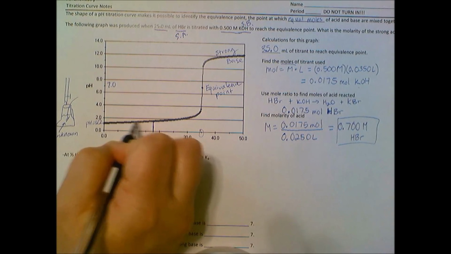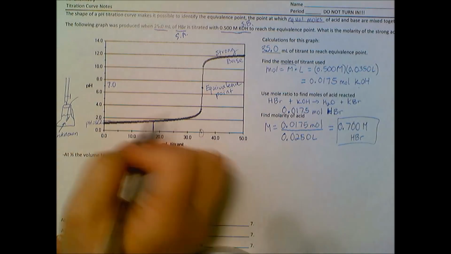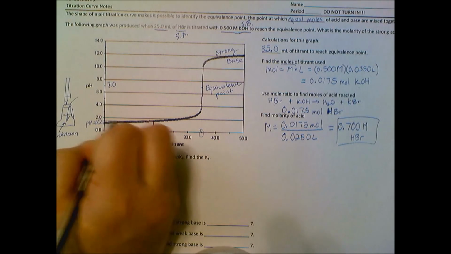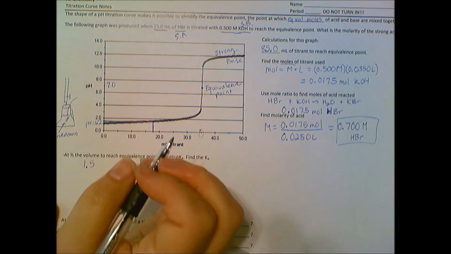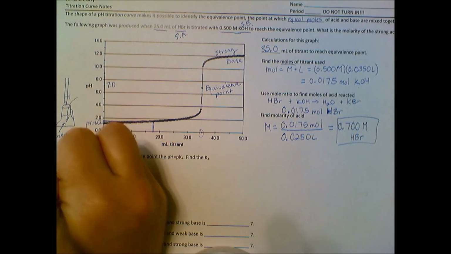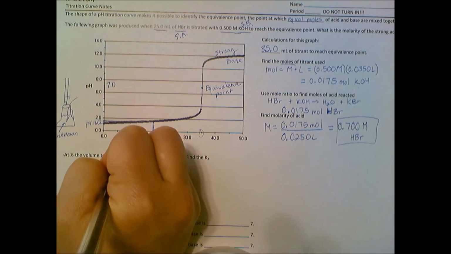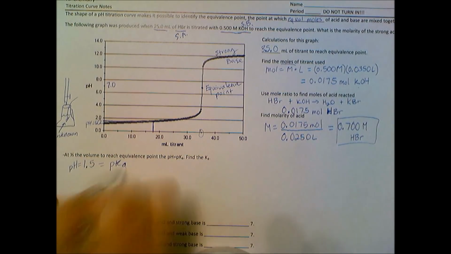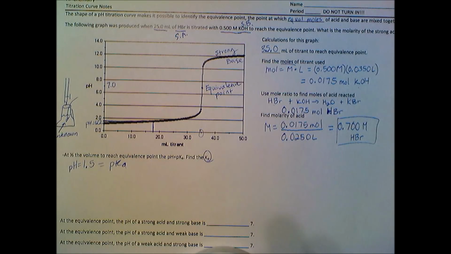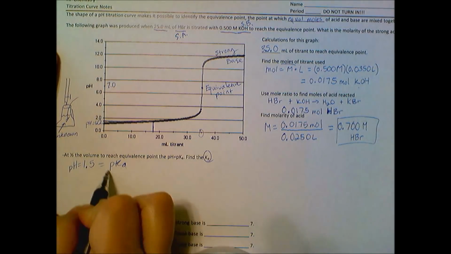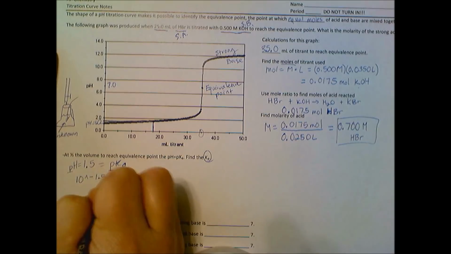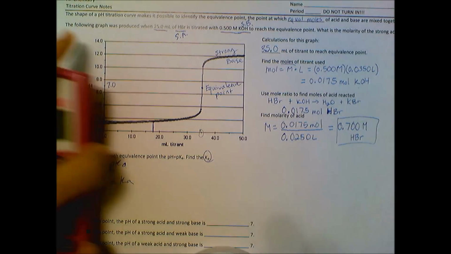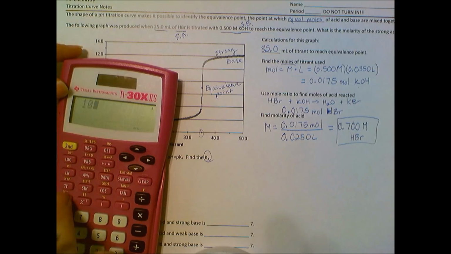So we just have to do our best to estimate our pH. To me, I kind of curved my line down a little bit, and it looks like it's at about a pH of 1.5. So the pH equals 1.5, which then equals your pKa value. Now, we just want the Ka value, so we need to undo that pKa. Anytime we want to undo something with that p, that power, we need to do 10 to the negative of that value. So 10 to the negative 1.5.